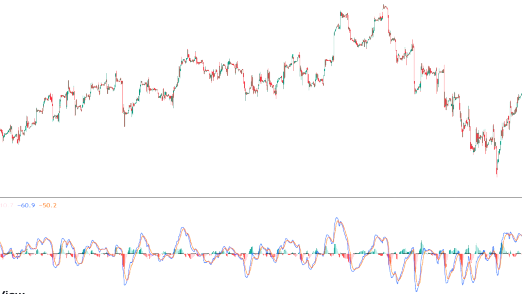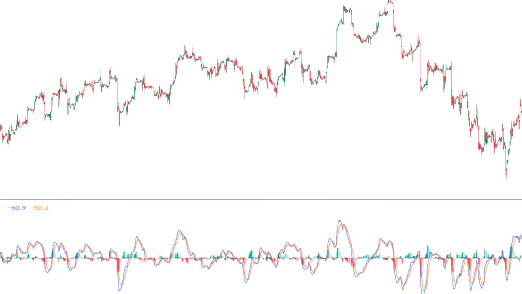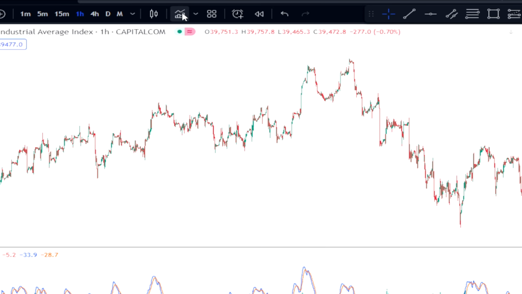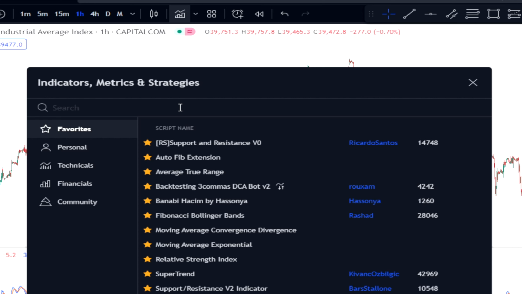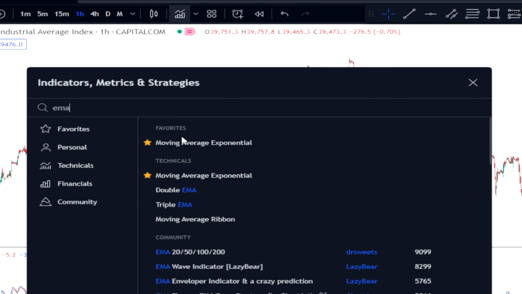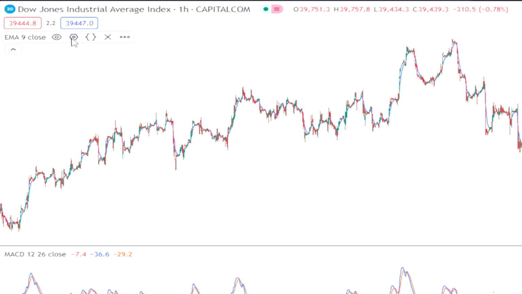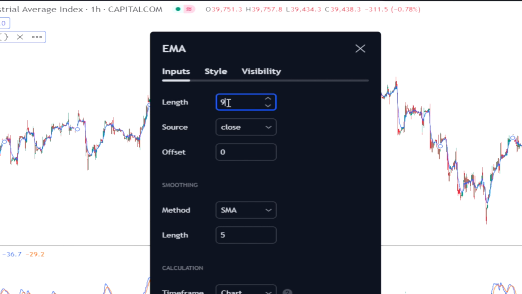So if the market is in an uptrend, you simply just need to add a 200-day moving average. To do this, you're going to go to the Indicators tab on TradingView and type in EMA, which stands for Exponential Moving Average or Moving Average Exponential. Click the top one. Then you're going to go here, click the settings of the EMA, and you're going to go to Inputs and change the length to 200, which is going to make it a 200 exponential.